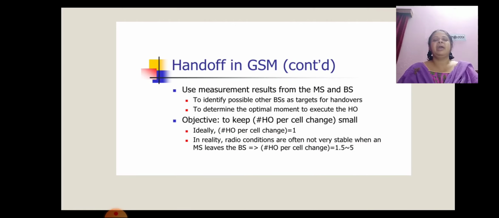Objective: to keep HO per cell change small. Ideally, HO per cell change is equal to 1. In reality, radio conditions are often not very stable when a mobile station leaves the base station. So, HO per cell change increases.